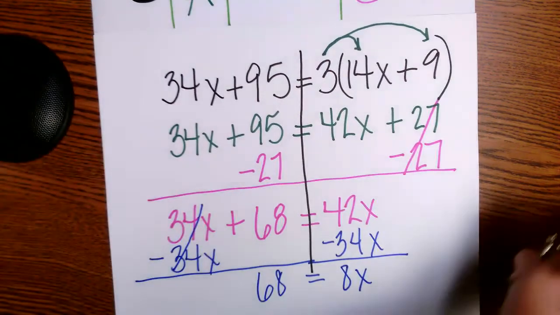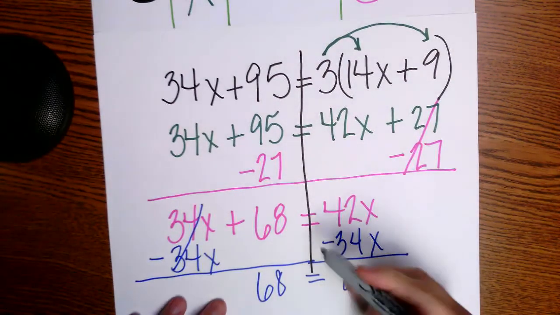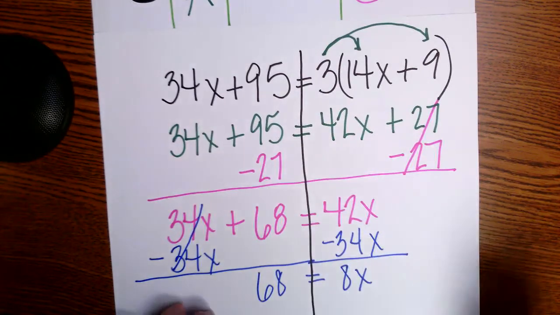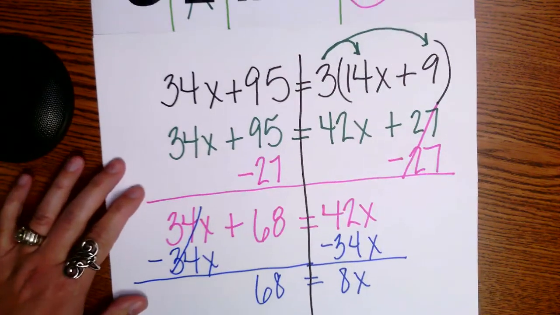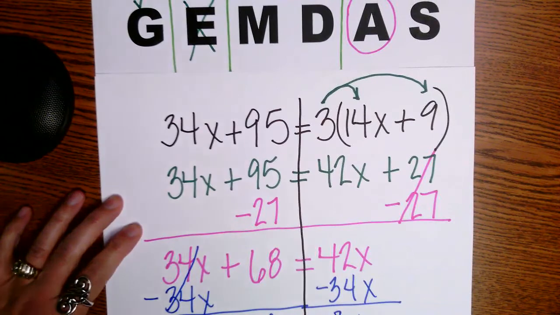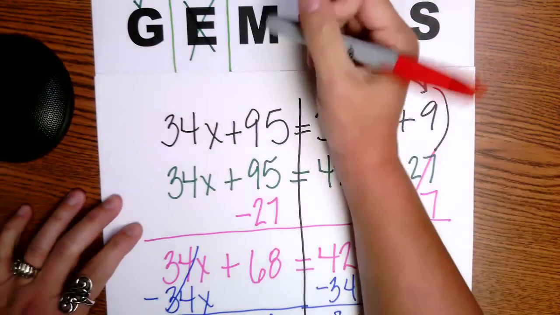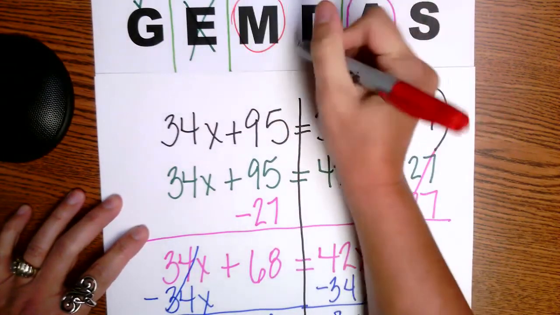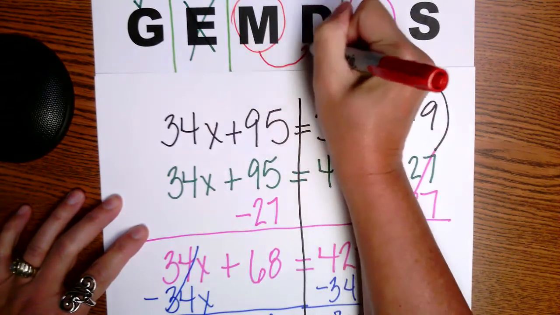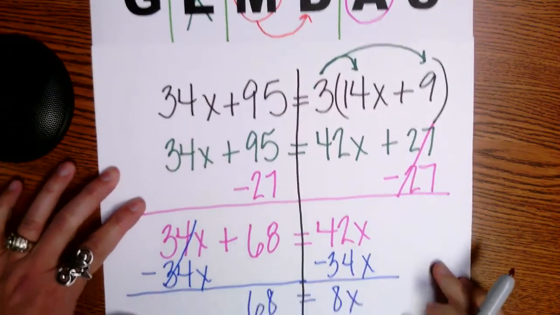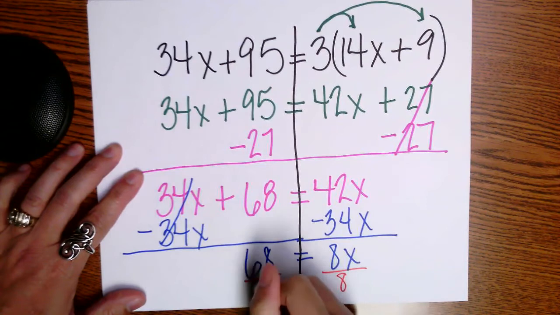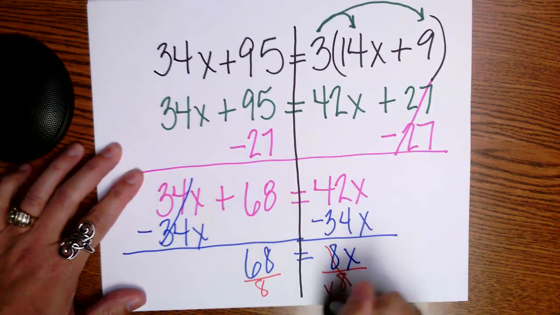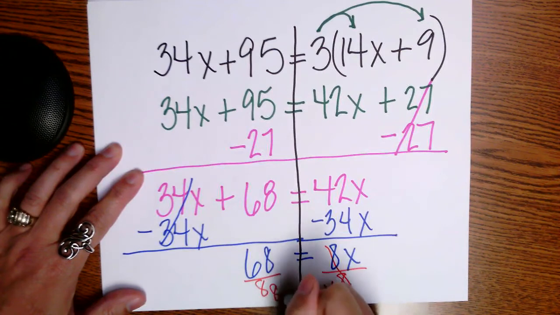And so I have one more step that I need to do, because right now I have the equation 68 is equal to 8x, and I want to know what x is equal to. And so 8x means that I'm presented with multiplication. And the way to undo multiplication is to divide. And so I'm going to divide both sides by 8, leaving me with x is equal to 8.5.